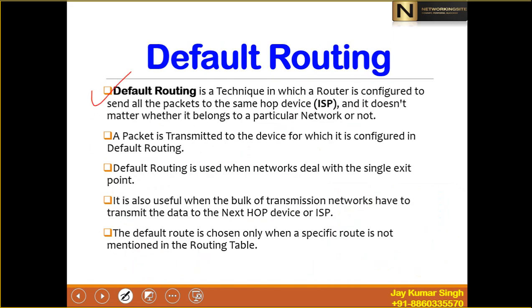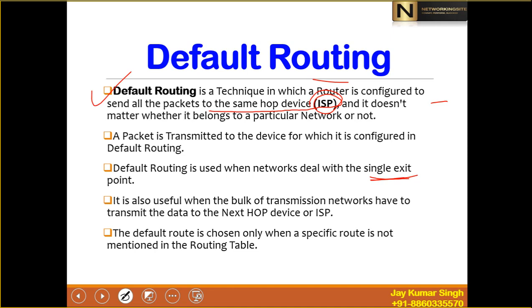Now let's come to default routing. Default routing is a technique in which the router is configured to send all the packets to the next hop, the ISP. Whatever data you give to the router is just forwarded to the ISP, saying, yes, I'm paying for this public IP address, you are responsible for providing communication to the internet, please allow me to communicate. Simple. Default routing is configured when you have a single exit point. But when you have multiple exit points, default routing is not the best solution.